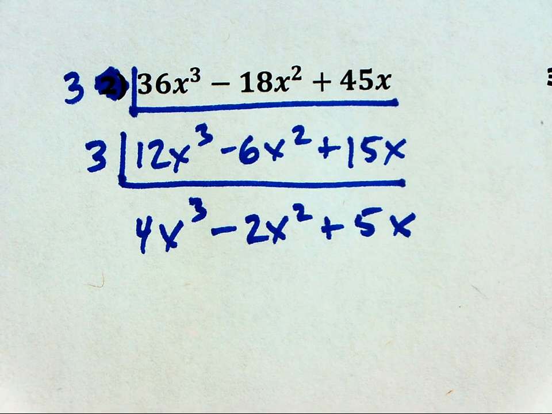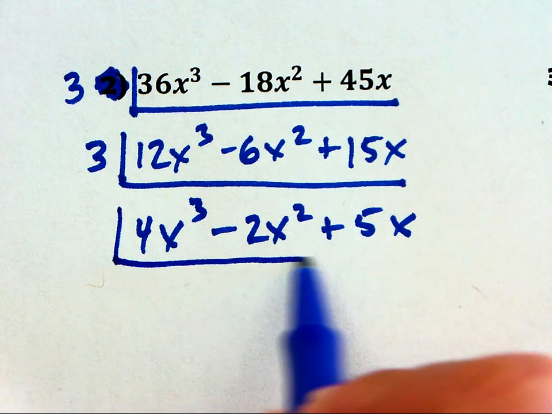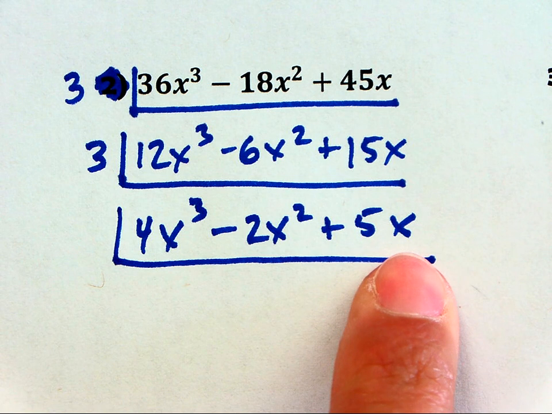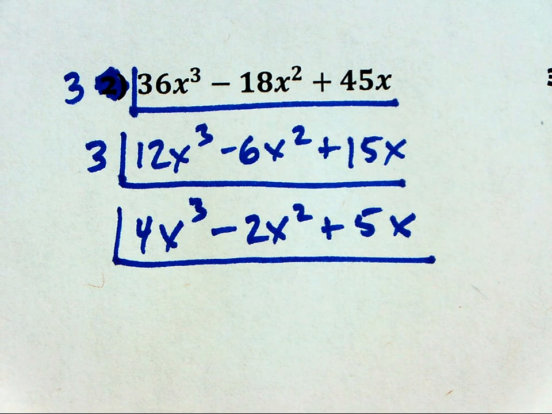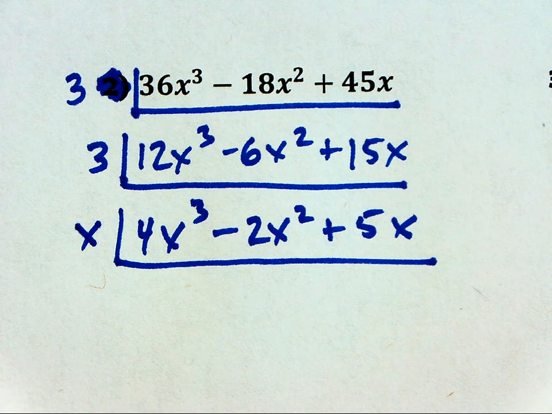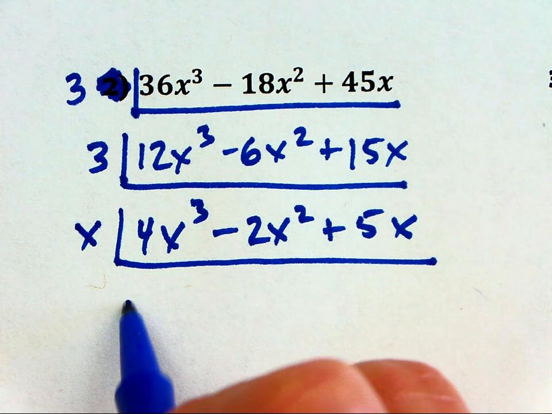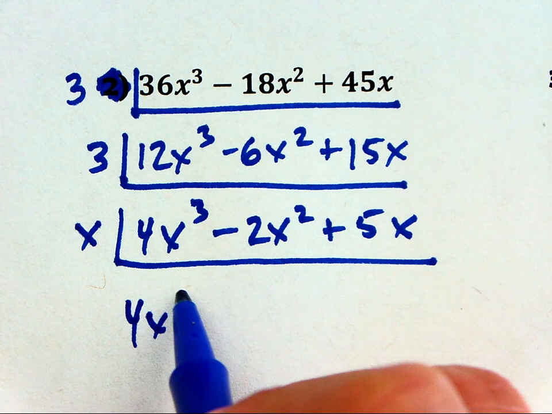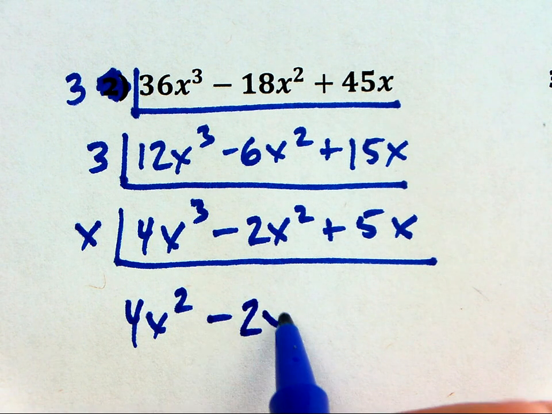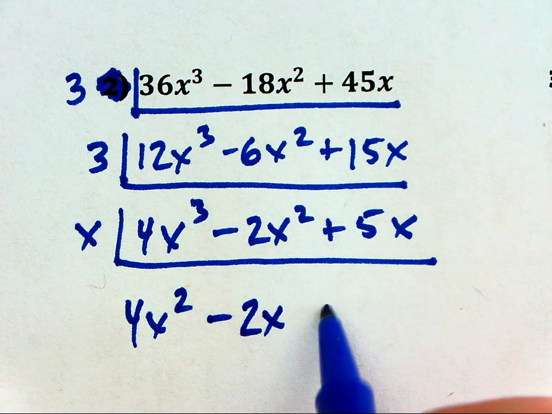Let's focus on the powers. We have a third power of x, a second power of x, and a first power of x. So every term has at least one power of x. Let's divide them all by 1 power of x. That's going to leave us with a second power of x in that term. This term will now be a first power, and the last term is going to be a constant now.